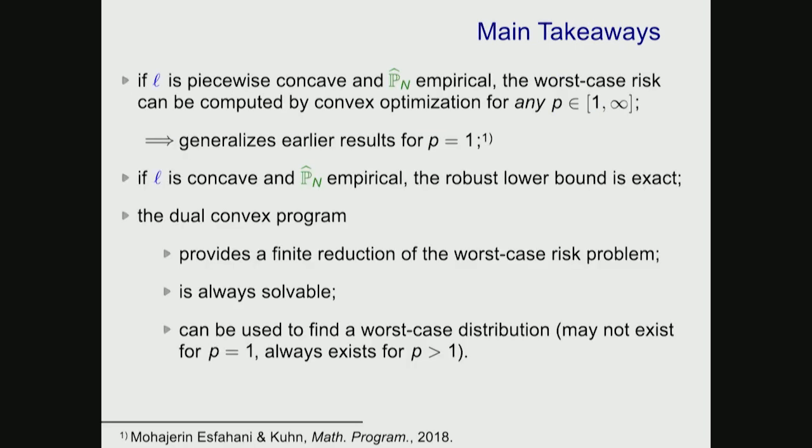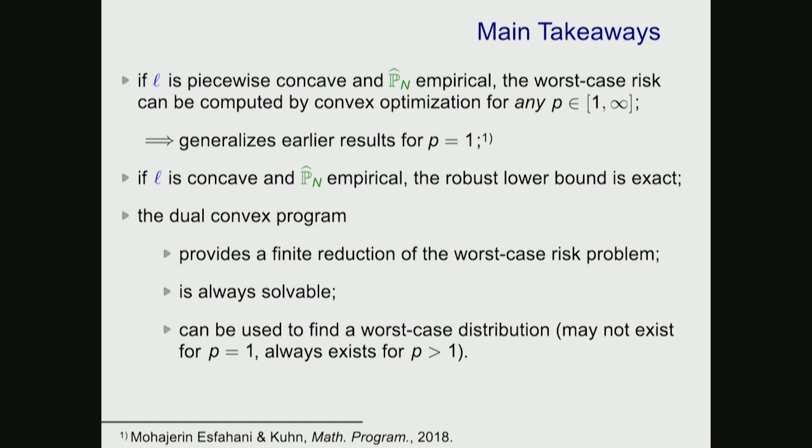So let me summarize. If the loss function is piecewise concave, if the nominal distribution is a discrete empirical distribution, and the set xi is convex, then the worst case risk can be computed by convex optimization for any p between 1 and infinity. And this generalizes earlier results, which were only available for p equals 1. In fact, if the loss function L is concave and the nominal distribution is the empirical distribution, then we just recover the robust lower bound from before, which is therefore exact.